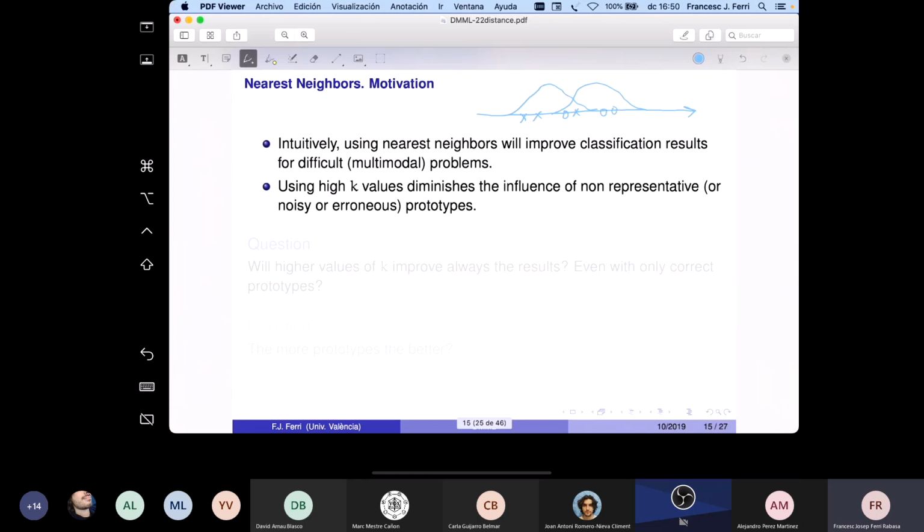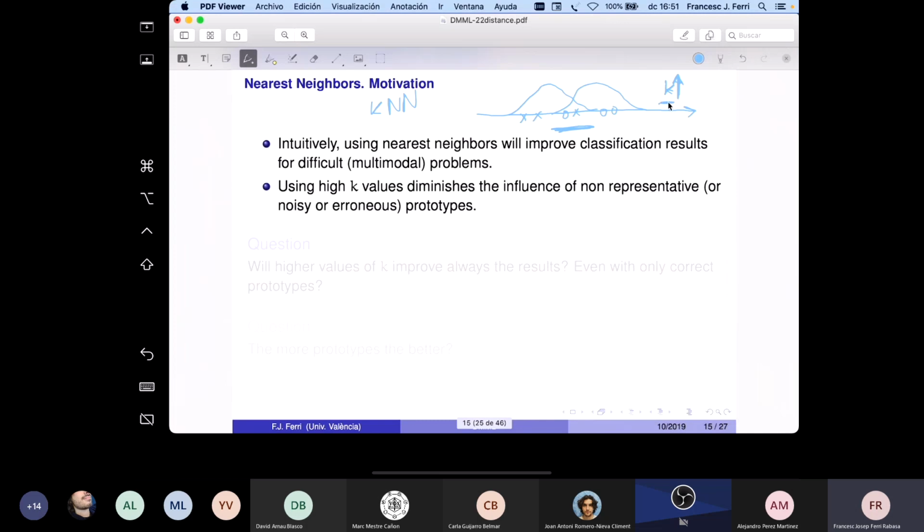What happens in this problem if we use the k nearest neighbor instead of the 1 nearest neighbor? Well, the thing is that in this area of overlapping, if you take a large number K of neighbors, and if you have many of them, I mean, imagine I have only plotted here 6, but imagine thousands.